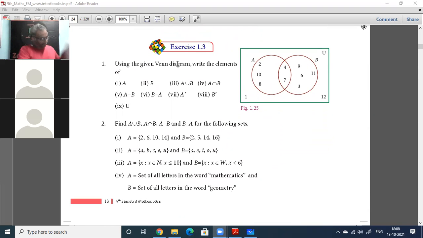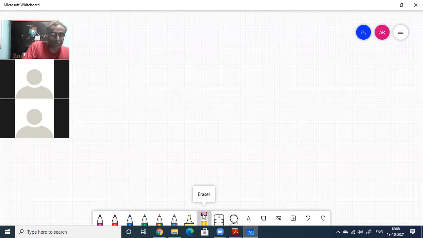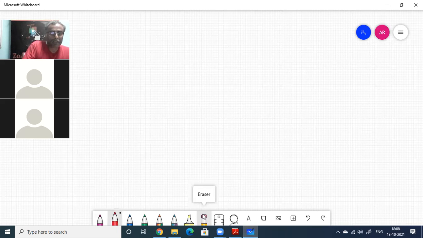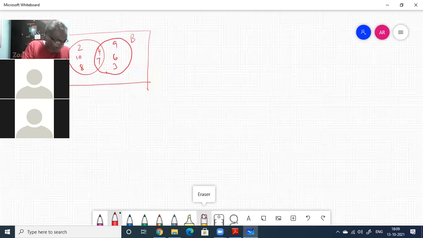Using the given Venn diagram, write the elements of A. I will do this for you, and you can do the other ones. Here is a Venn diagram. This is union. We don't have time now, already 8:10. That's why I'm going to do the first one. You do all the remaining exercises. So 2, 10, 8, 4, 7, 9, 6, 3, and then we have 1 and 12. Anything else there? Nothing else is there.